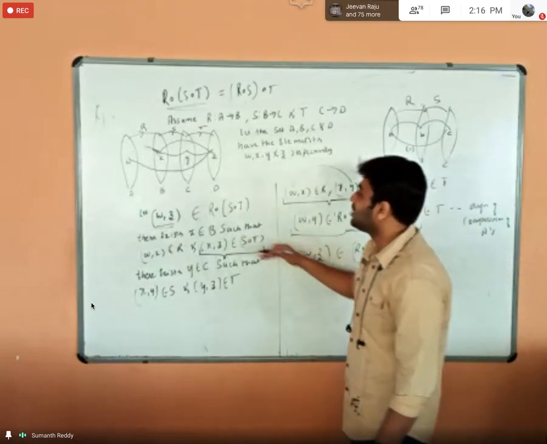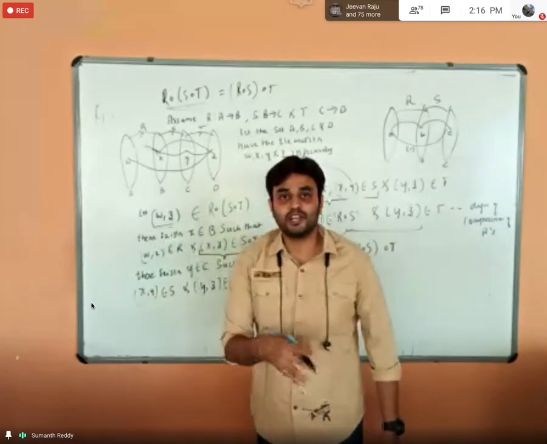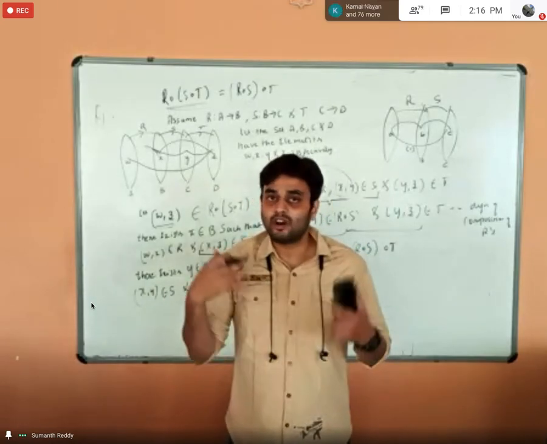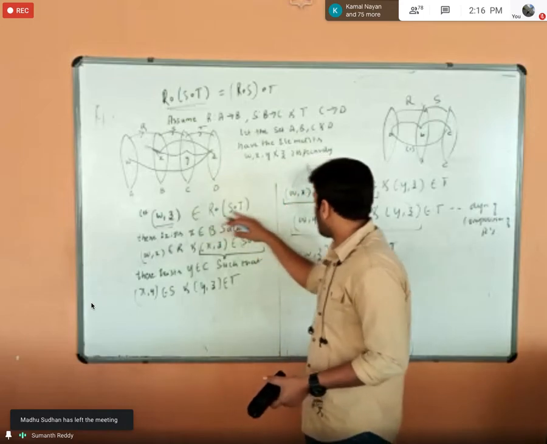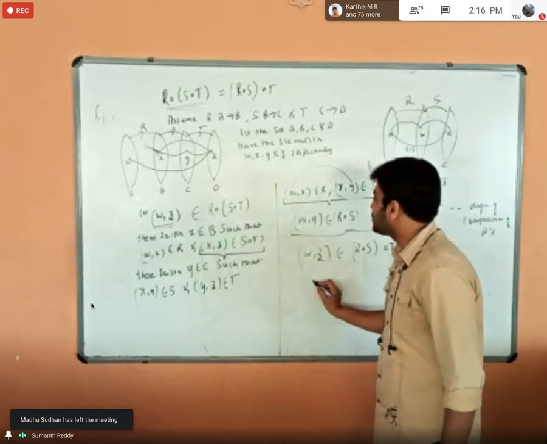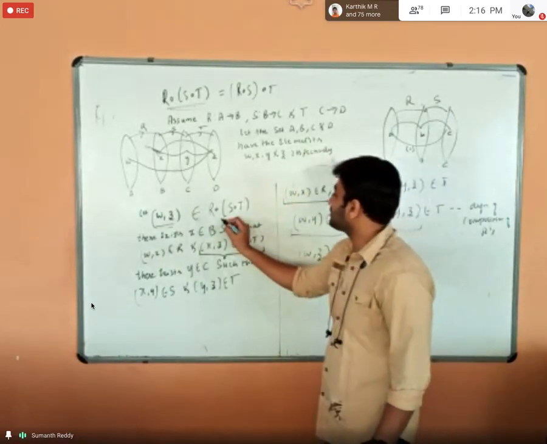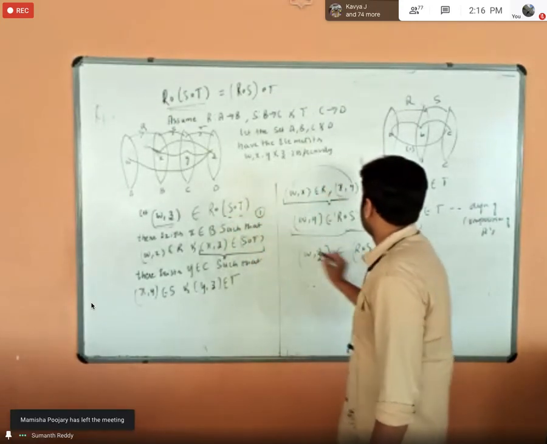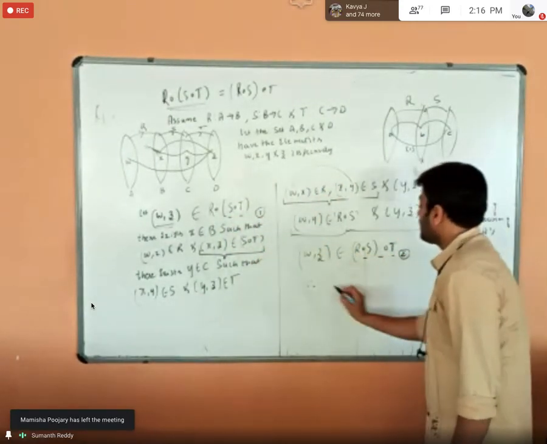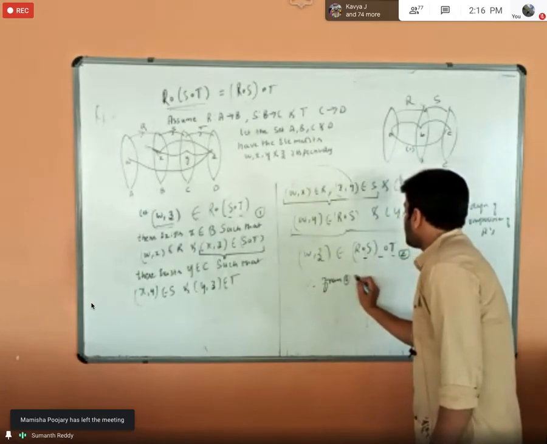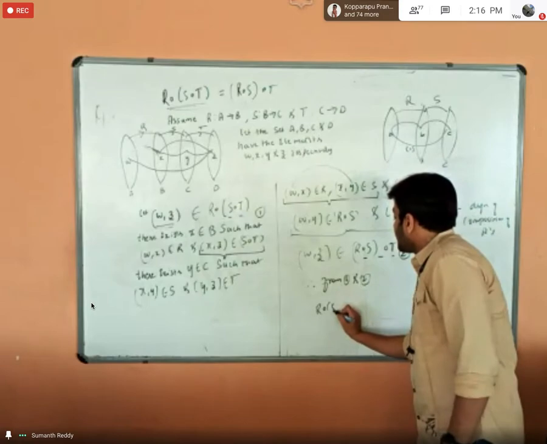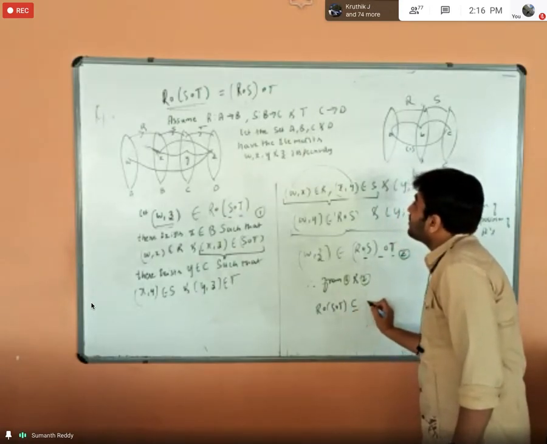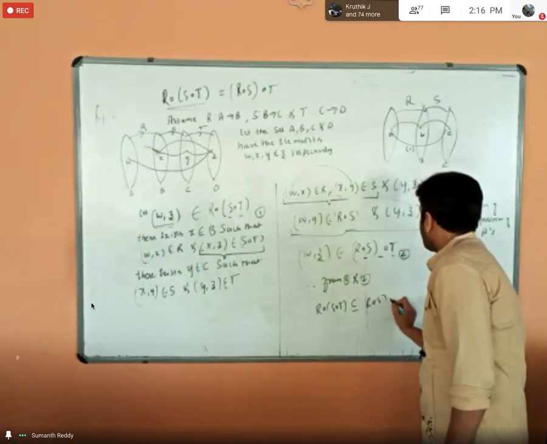What is the meaning of this? So I have taken (w, z). Similarly, you can take (x, y), (a, b), or any ordered pair. So any ordered pair which is present in the LHS is also present in the RHS. So the conclusion is, therefore, you just take this as 1, this as 2. So therefore, from 1 and 2, you can tell this R composition of S composition of T is a subset of R composition of S composition of T.